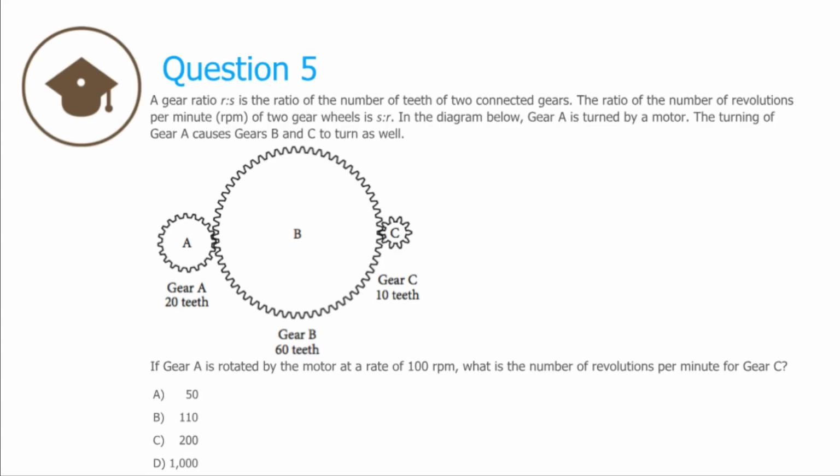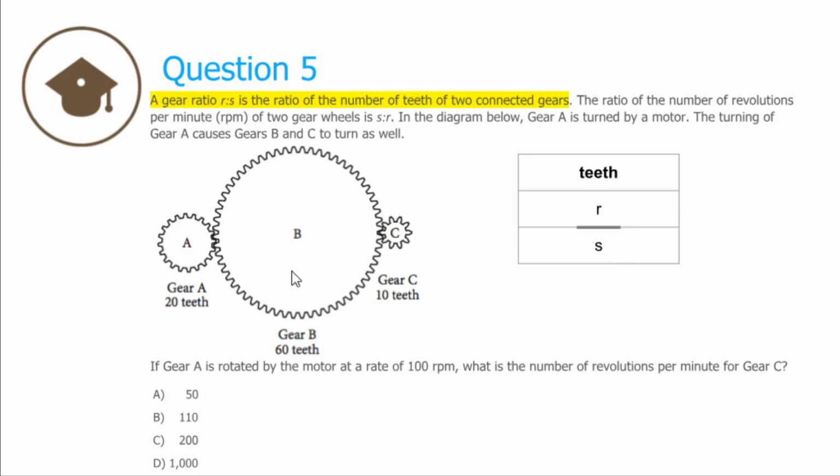Okay, hopefully you've had enough time to give this one a read. Again, word problem. Again, diagram. So again, we're going to use our diagram. We're going to take it slowly and try to break this one apart. All right, so we start out with: a gear ratio, R to S, is the ratio of the number of teeth of two connected gears. Again, a ratio, just like a rate, we want to write as a fraction. That makes it easier for us to do math with, so we see the ratio of the teeth is R to S. That can be from A to B, B to A, C to A. All that matters is that the gears are connected, and all of these gears are.